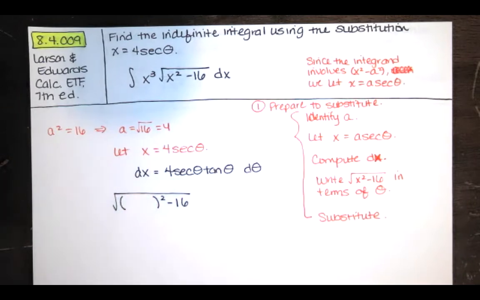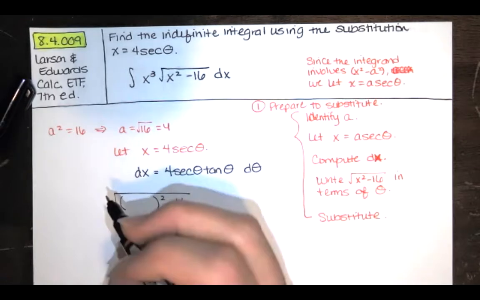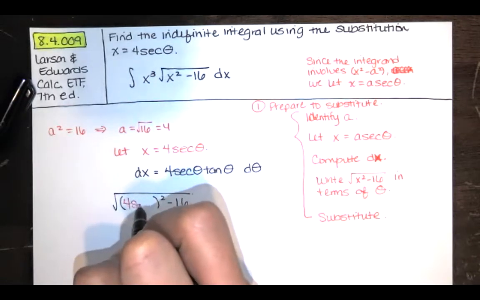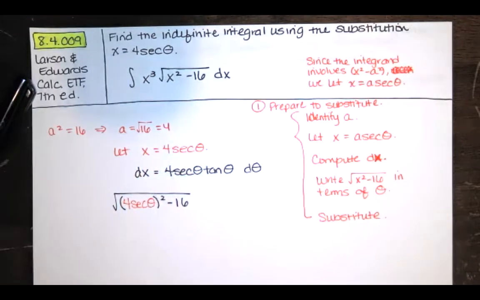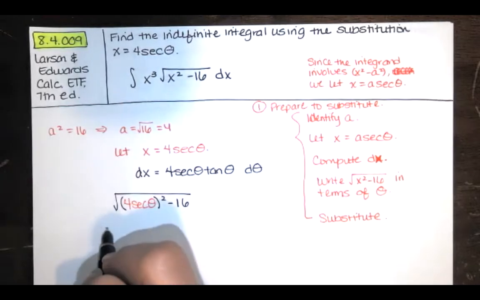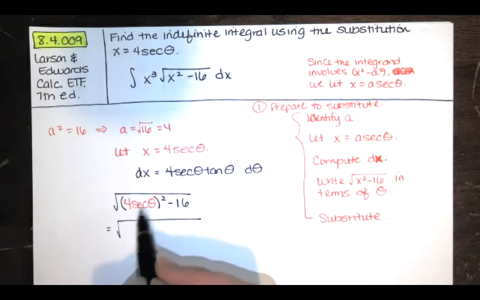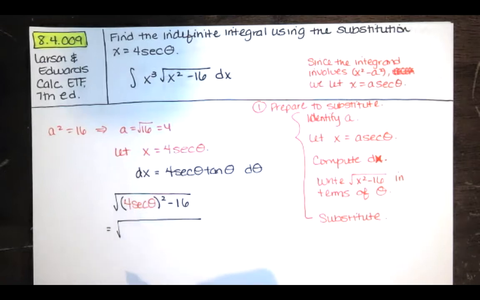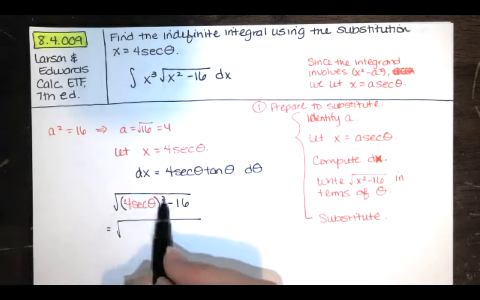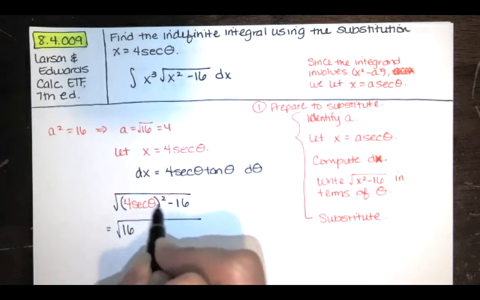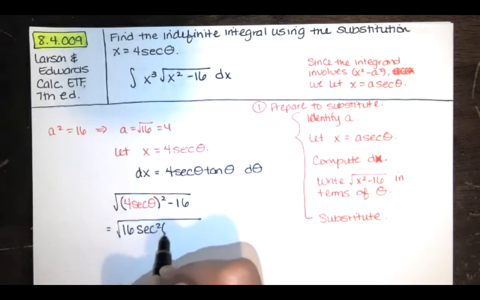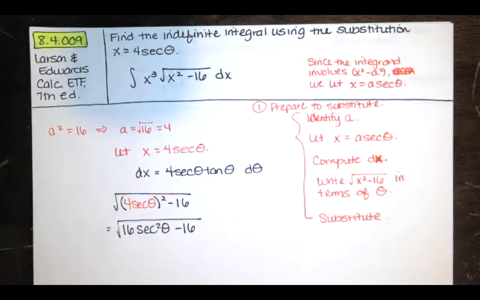We want to write that entirely in terms of theta as well. We've got x squared minus 16, and x is actually 4 secant of theta, so we can substitute that in. Anytime you've got a product and you're raising it to a power, you can apply that power to each of those factors. So this is going to be 4 squared, which is 16, times secant squared theta. And then we can factor out a 16.